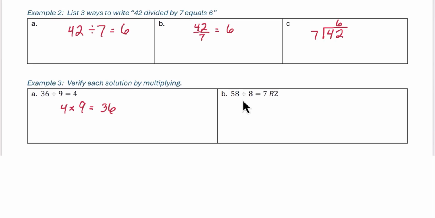In this case, we have 58 divided by 8 equals 7 with a remainder of 2. The first thing we want to do is take the quotient and multiply by the divisor. 7 times 8 is 56. And if we have a remainder, like we do in this case, we want to add the remainder. And we get 58. Notice that 58 is the original dividend, which means we have checked that this answer is correct.